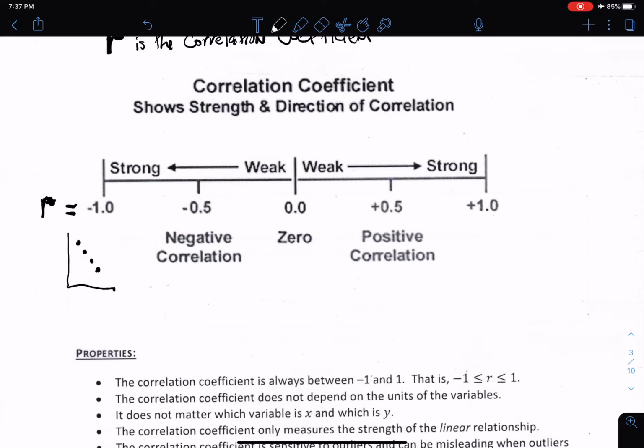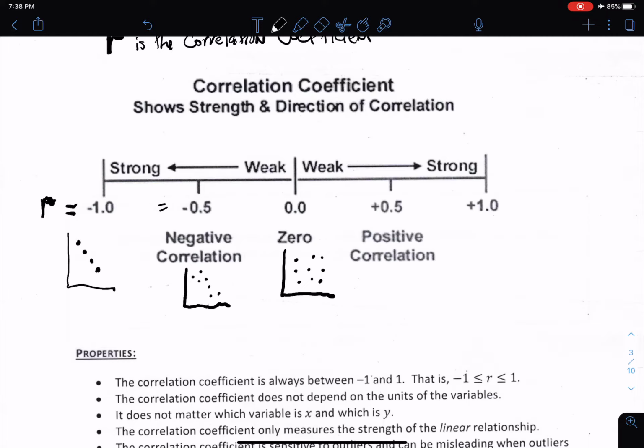When an R value equals negative 0.5, it's getting closer to 0 and away from 1, right? Because remember what 0 looks like. 0 is just no correlation, so it's sort of all over the place. But R equals negative 0.5 is a negative correlation that's getting weaker, right? It's not as strong. You can still tell it's a negative correlation, but it's not all in a nice tight line.